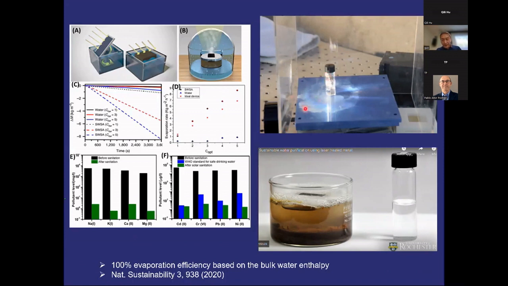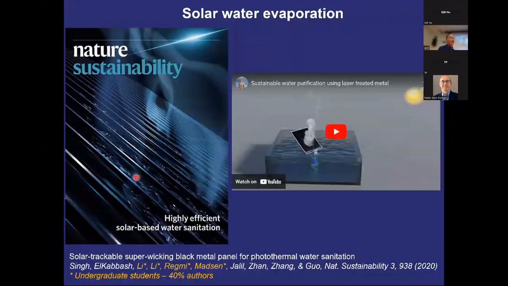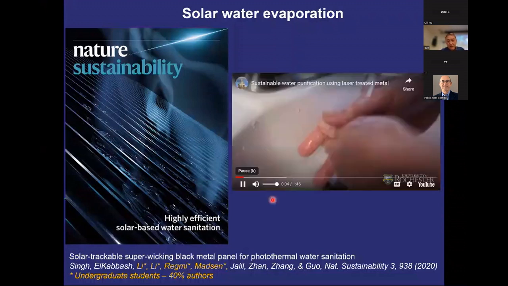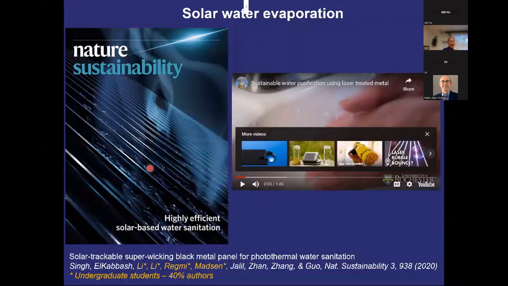I think... let me see. Okay, you can see the water just boiling. That's how efficient it is. Okay, so let me go back. So that's the idea: in much of the world, we need clean water for drinking or washing hands. Okay, so that's the idea about how we can do this.